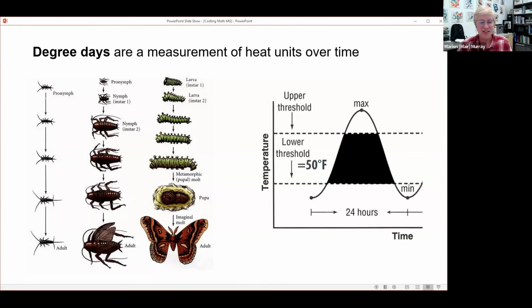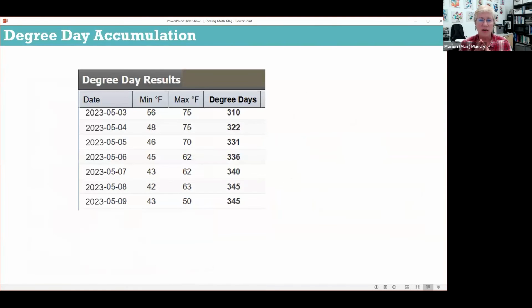So this is just a visual representation of how degree days would be calculated. On this graph, it's that black area under the curve based on a 24-hour period with a minimum temperature and a maximum temperature. So each day, this calculation could be done. Here are some temperatures from last year with the minimum and maximum, and we can calculate the degree day value for each day, and that's these yellow numbers.